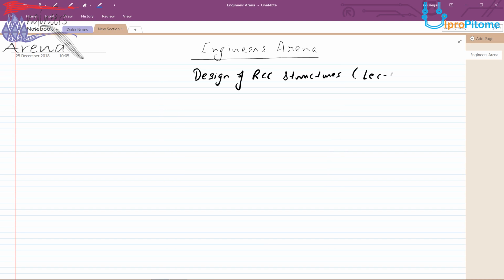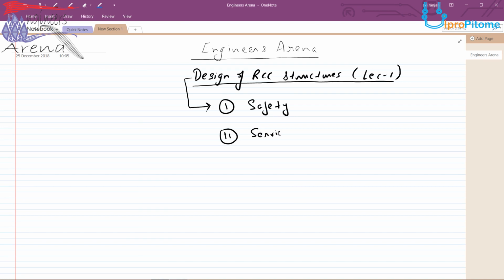So let us know very quickly what is design, why we design a structure, and what are the parameters which we consider in designing. These are the basic things. First, we design for safety. We want the structure to be safe. Second is serviceability. We design a structure so that it can give service to us. I will be explaining it in detail.